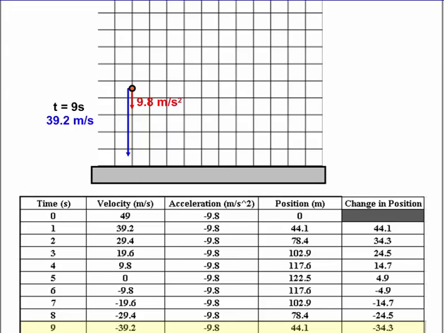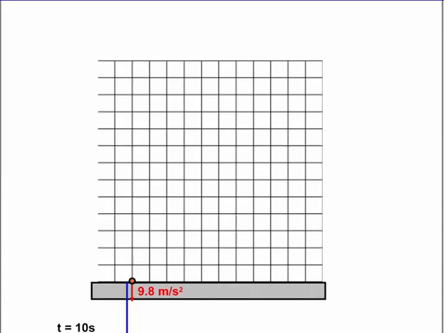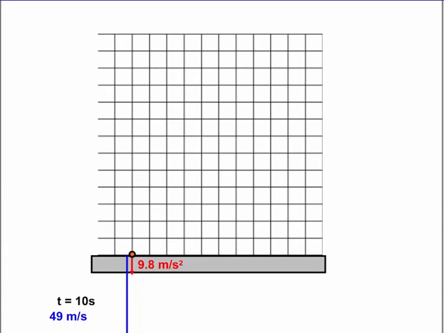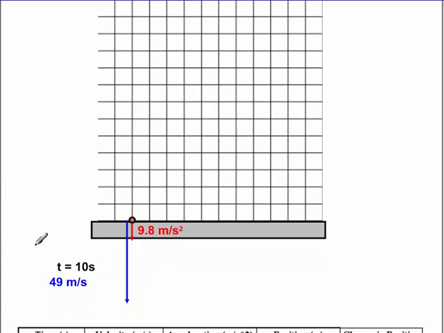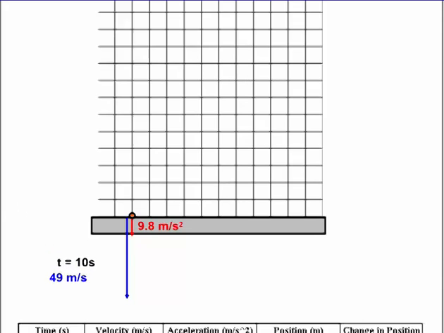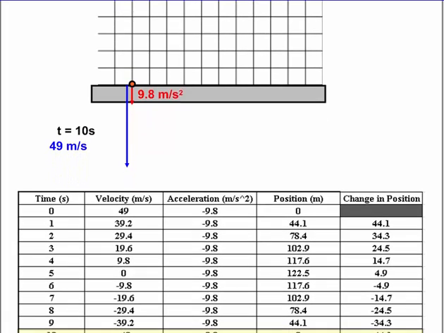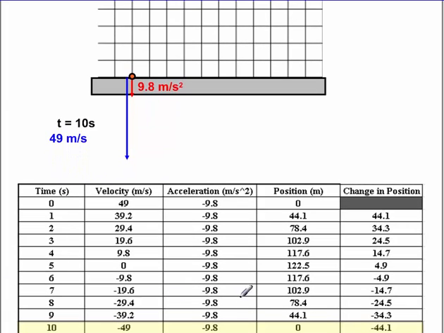And then the final one, at t is equal to 10, I reach my maximum velocity going down of negative 49 meters per second. We'll go back down the table and look at this. And you notice my position now, I've hit the ground at 0. My change in position here is going to be 44.1.